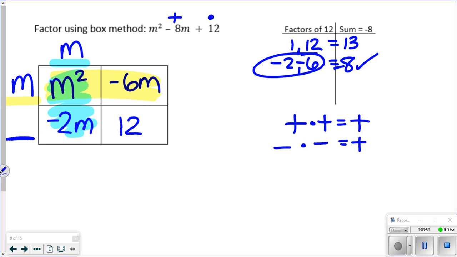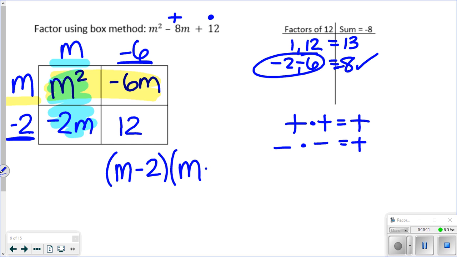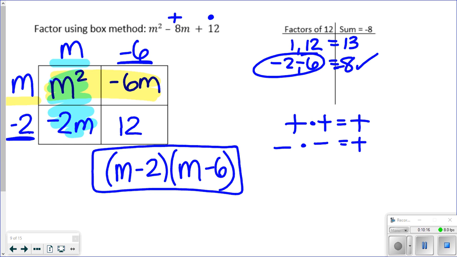All right, for this space right here, m times what is negative 2? And that's negative 2. m times what is negative 6, and that's negative 6. And let's look at the last two, negative 2 times negative 6, we do get a 12. So make sure you write your answers in parentheses as two binomials being multiplied together. And again, order doesn't matter. You could write m minus 6 first if you wanted to.